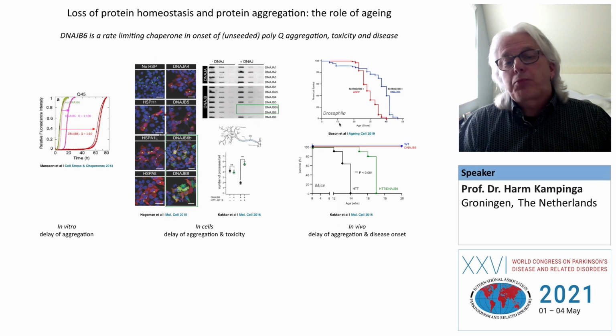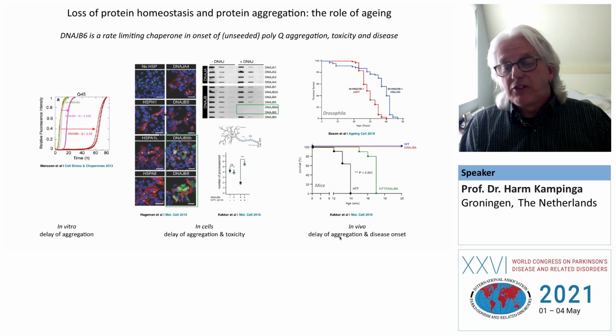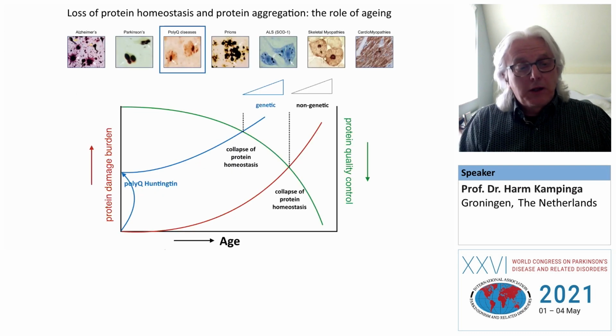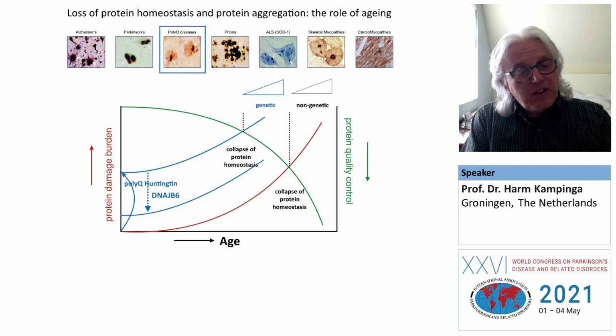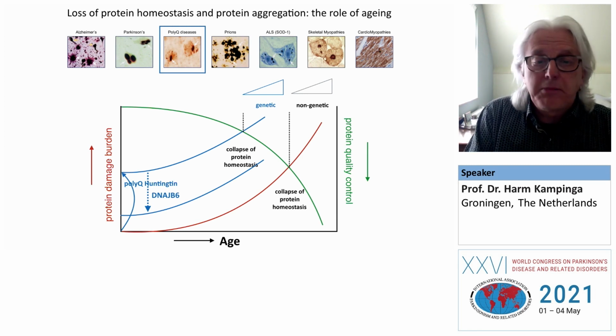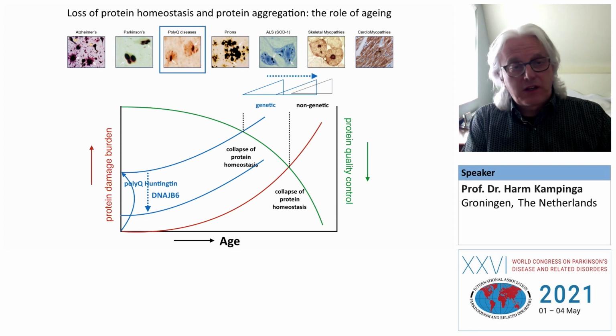And then when we express this protein, for instance, in Drosophila models or mouse models of Huntington's disease, we can see that the onset of death is delayed by the co-expression of the DNAJB6 protein. So also in vivo, it delays not only the aggregation, but also the disease onset. So coming back to the model, the polyglutamine Huntingtin increases the damage burden, if we give the cells capacity to actually counteract the aggregation by DNAJB6, we change the curve downwards, and therefore we delay the onset of the disease.